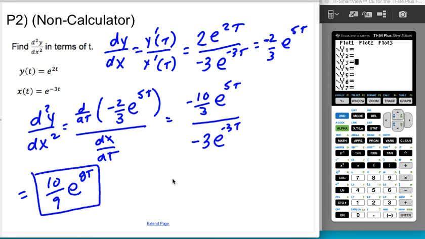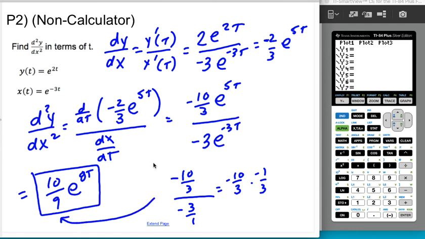And if you're a little bit stuck on how I'm ending up with 10/9, just look at these numbers, right? If you do this, right, this is the same as a negative 10/3 times a negative 1 over 3, which is how I got the negative 10/9, right? So that's the work for how I got that.